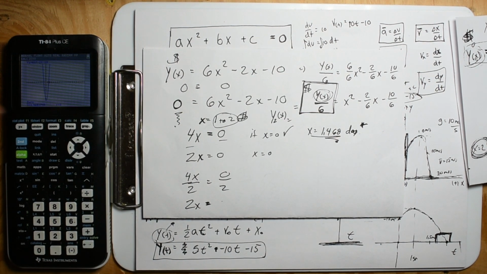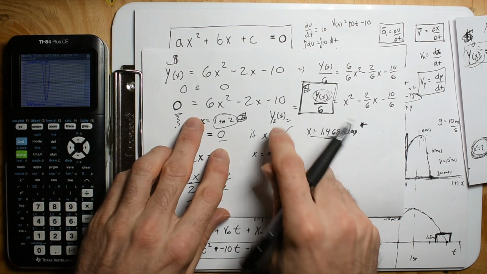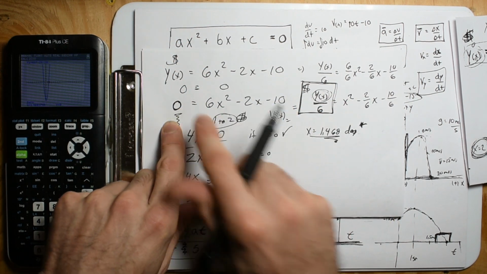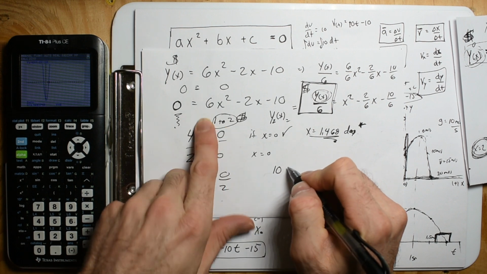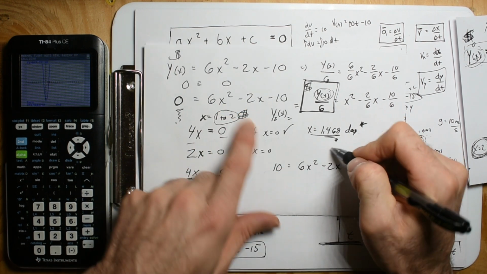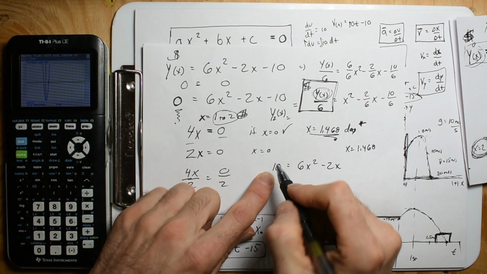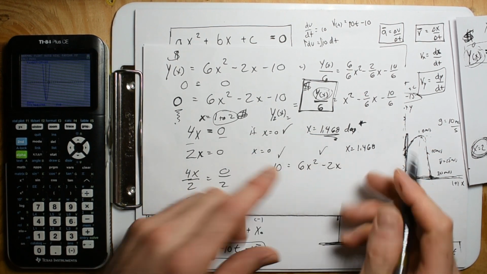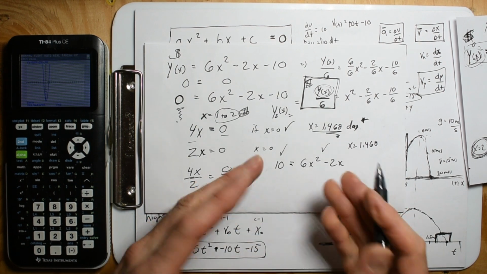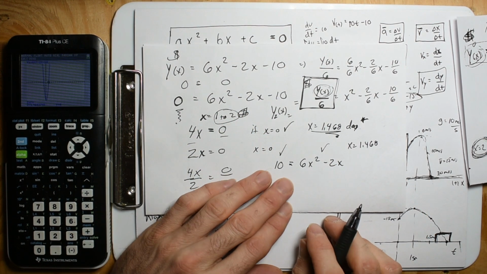All right, hell yeah. But now I can move things around, you know what I mean? I can get this 10 over there, but when I do that, I'll have a 10 over here, and then I'll have 6x squared minus 2x. If I throw in that value of x is 1.468, this side will equal 10, and this side will equal 10. So we still have an equation. This equation has to be balanced.